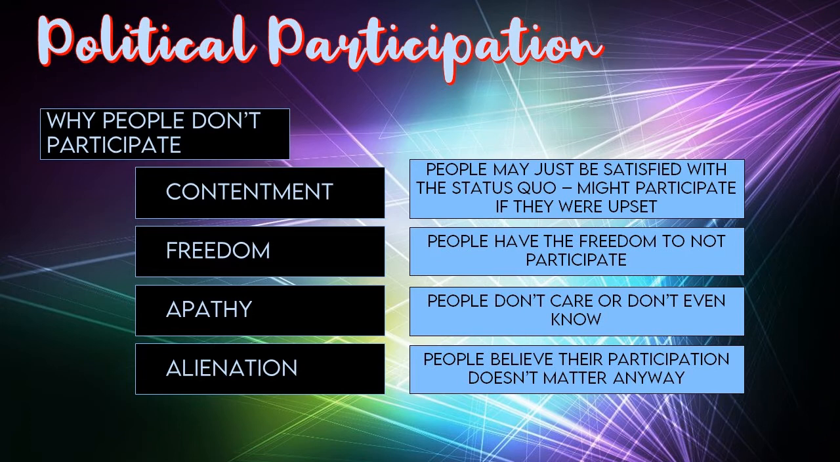The next two are the biggest ones. They don't care, or they think it's a bad system. Apathy would mean that people don't care. They don't even know an election is taking place, or they don't care about the candidates. They don't follow this stuff at all. So they're not going to vote, and they're definitely not going to join a party, help a campaign, or go to a town hall. They just don't care to do those things. And these people generally don't know a lot about politics.